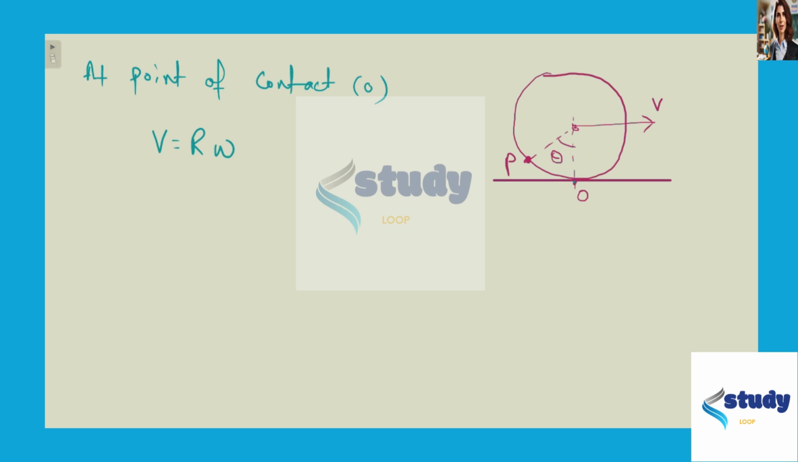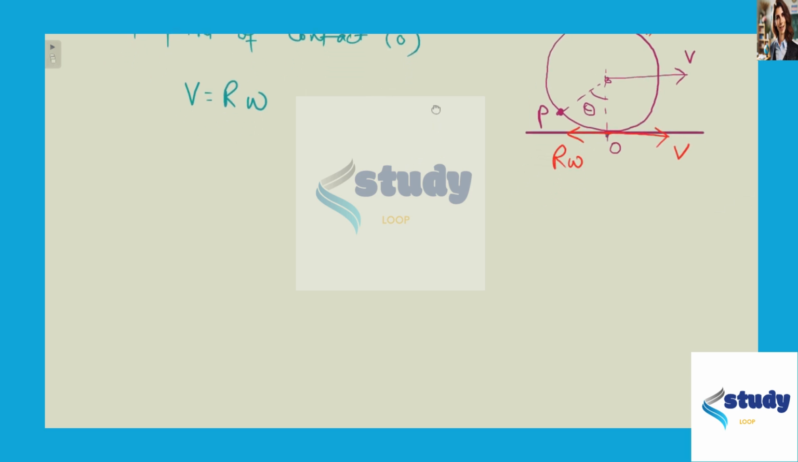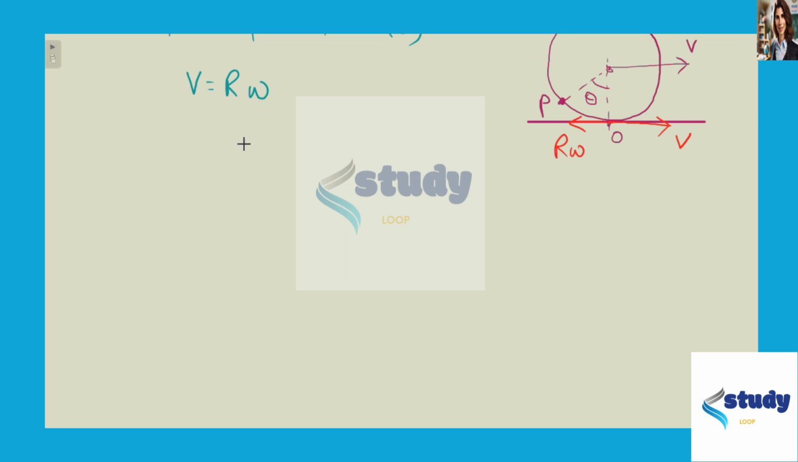At this point there are two types of velocity. One is this linear velocity, that is in the forward direction v, and one is due to the rotation of this hoop in this direction. There is a velocity that is r omega. So at the point of contact there is no slipping. So because of no slipping, these two velocities will be equal. So v is equal to r omega, or I can say from here omega is equal to v by r.